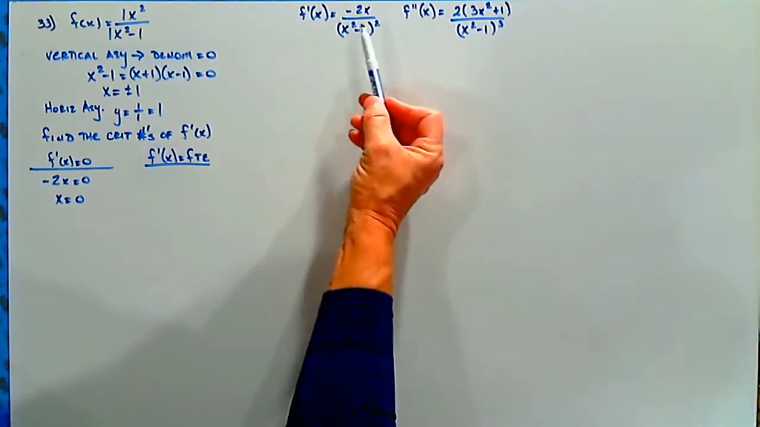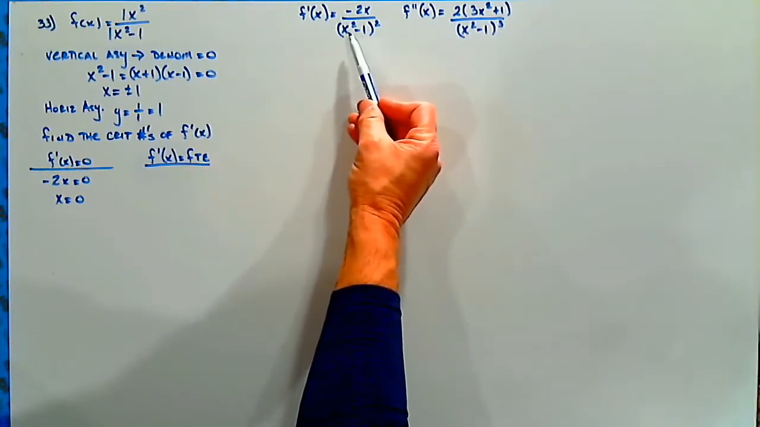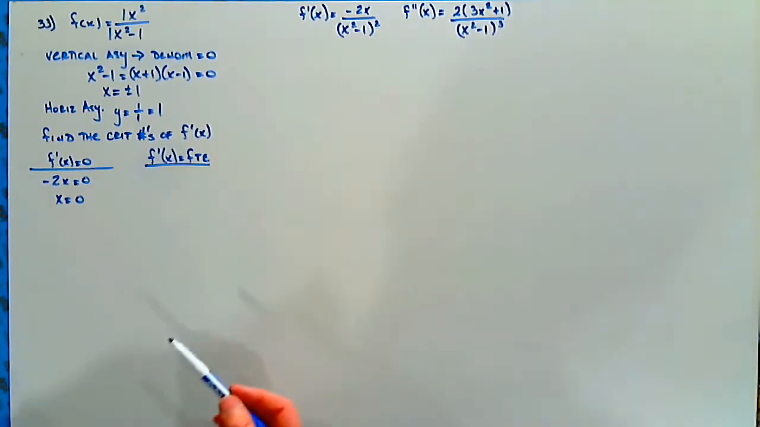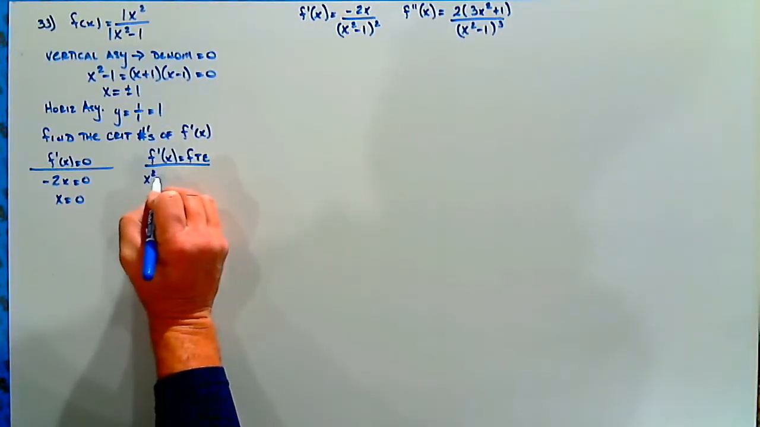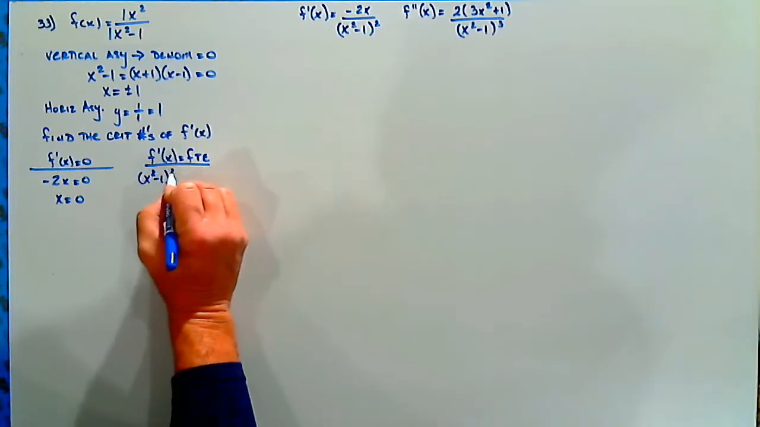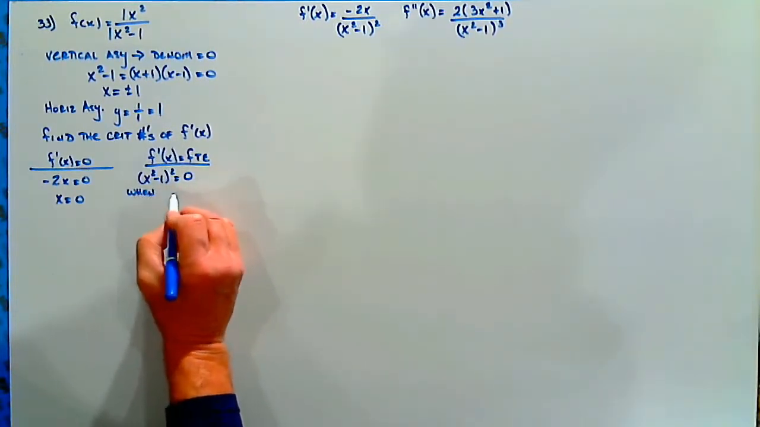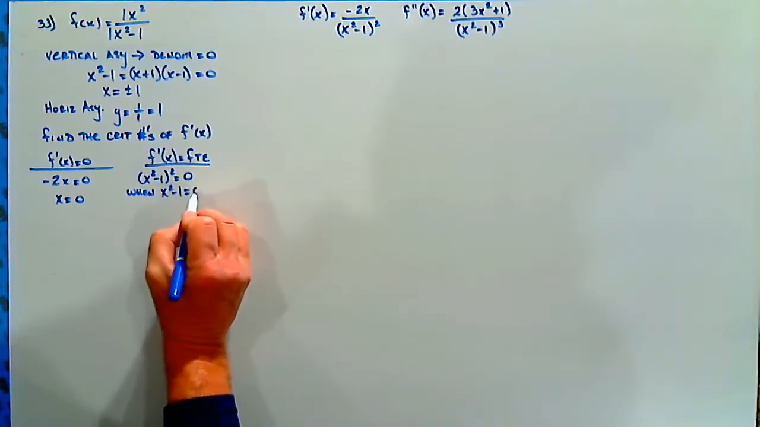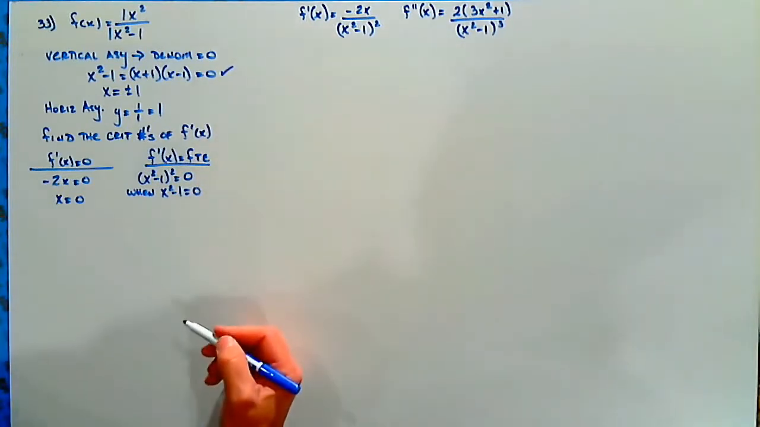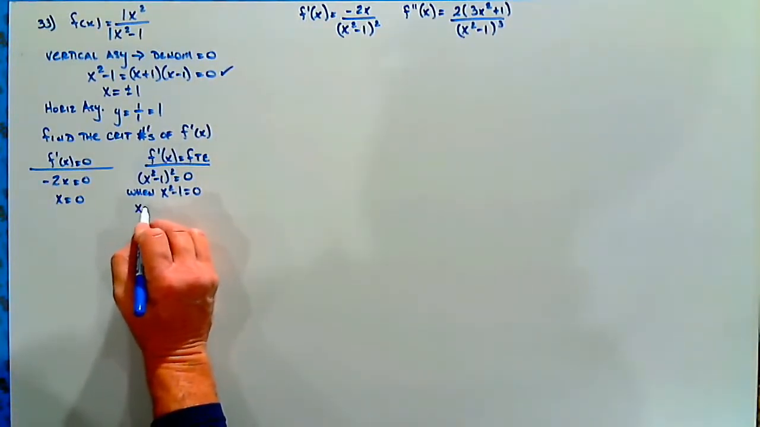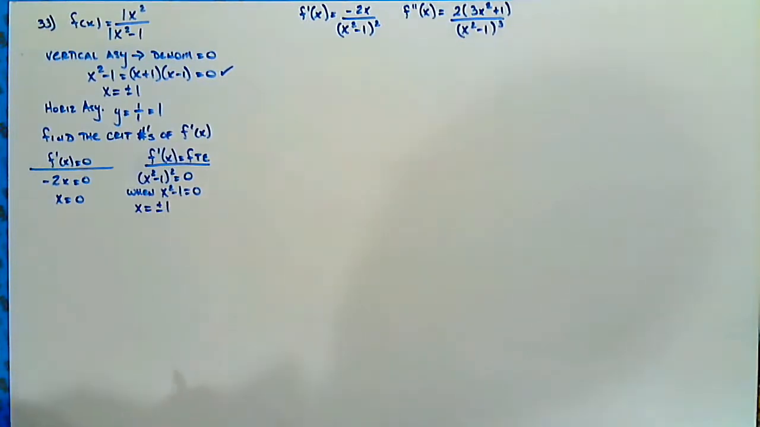So in this problem, however, there is going to be an answer to this. We have a denominator. This denominator is x squared minus 1 squared. Well, x squared minus 1 squared equals 0 when x squared minus 1 equals 0. And we know when x squared minus 1 equals 0. We did that analysis right up here. That gives us two more critical numbers. x equals plus or minus 1.